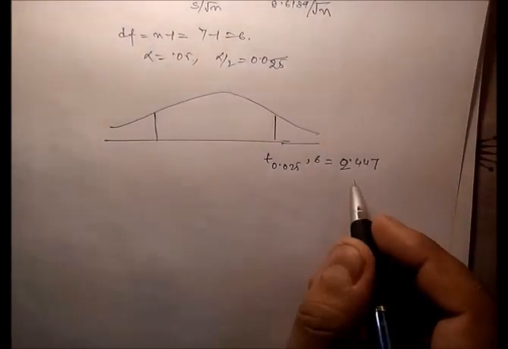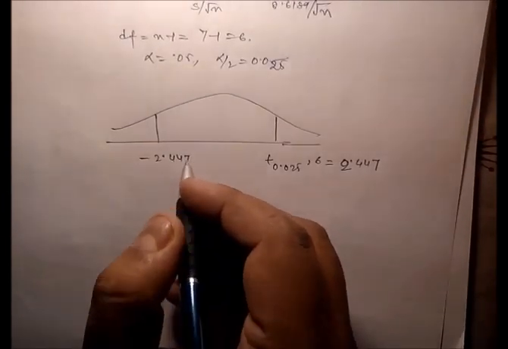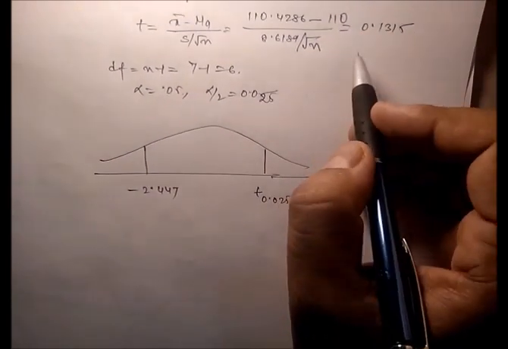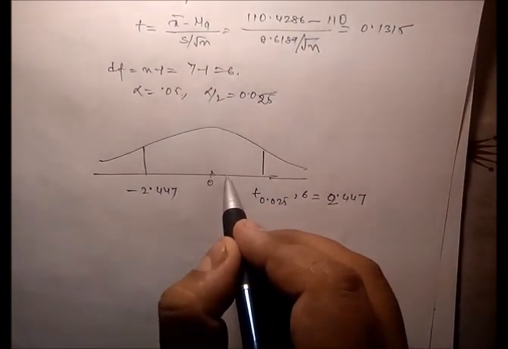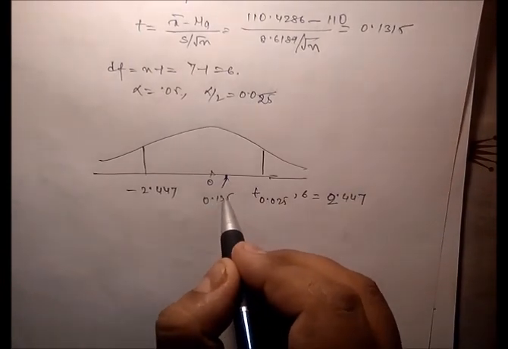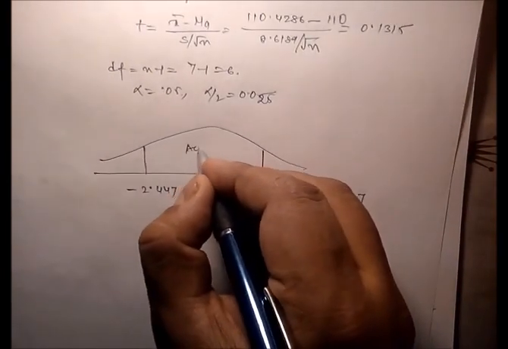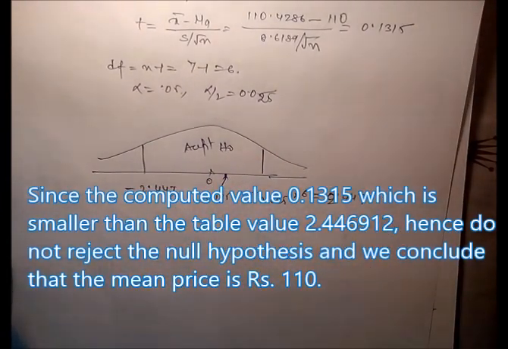So here it is plus 2.447, here it is minus 2.447, and our calculated value is 0.1315, somewhere here near 0. It is in the acceptance region, so accept H0 or do not reject H0. Since the computed value is within the range, we do not reject the null hypothesis, and we conclude that the mean price is rupees 110.